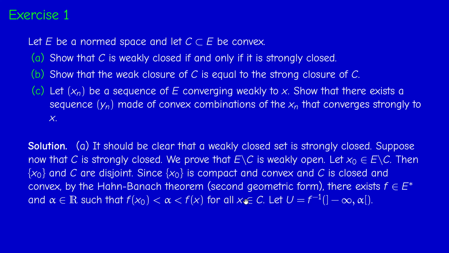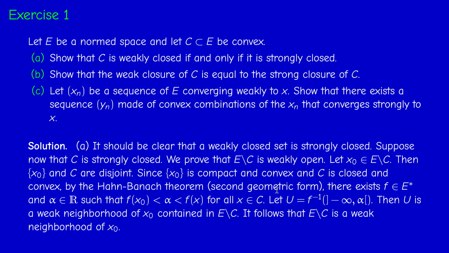And U is contained in the complement of C, because if x is in C, then f(x) is strictly bigger than alpha, so x cannot be in U. And that's it. Therefore, E without C is a neighborhood of x0, and since x0 was arbitrary, this means that the complement of C is a weak neighborhood of all its points, and therefore it's weakly open.